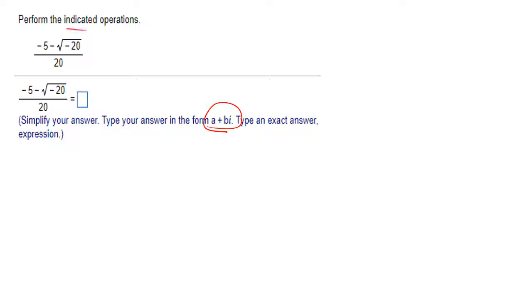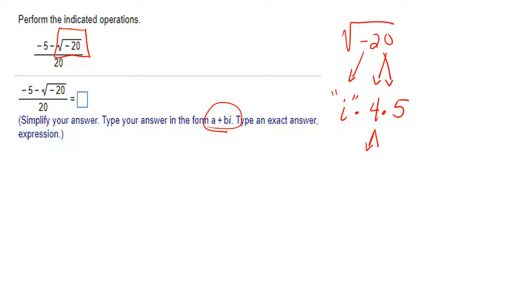The first thing to tackle would be to determine what the square root of negative 20 is. The fact that this is negative means that this is an i term, an imaginary unit. Then think about 20. 20 is 4 times 5, and 4 is a perfect square. So if we take the square root of the 4, then that is 2.